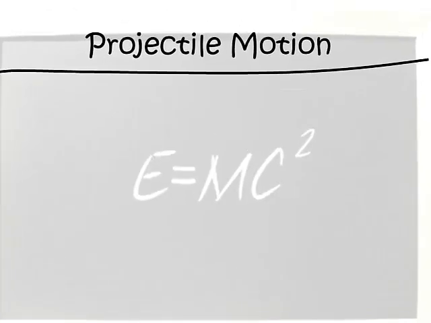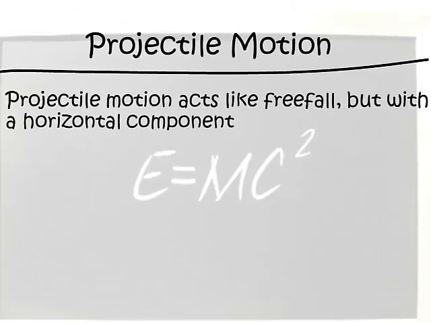So, projectile motion. Projectiles look a lot like objects in free fall, but they also have a horizontal component. Now, when we dealt with vectors at an angle, we broke them up into their vertical components and their horizontal components. Just like that, we're going to treat the horizontal motion and the vertical motion separately with projectiles.